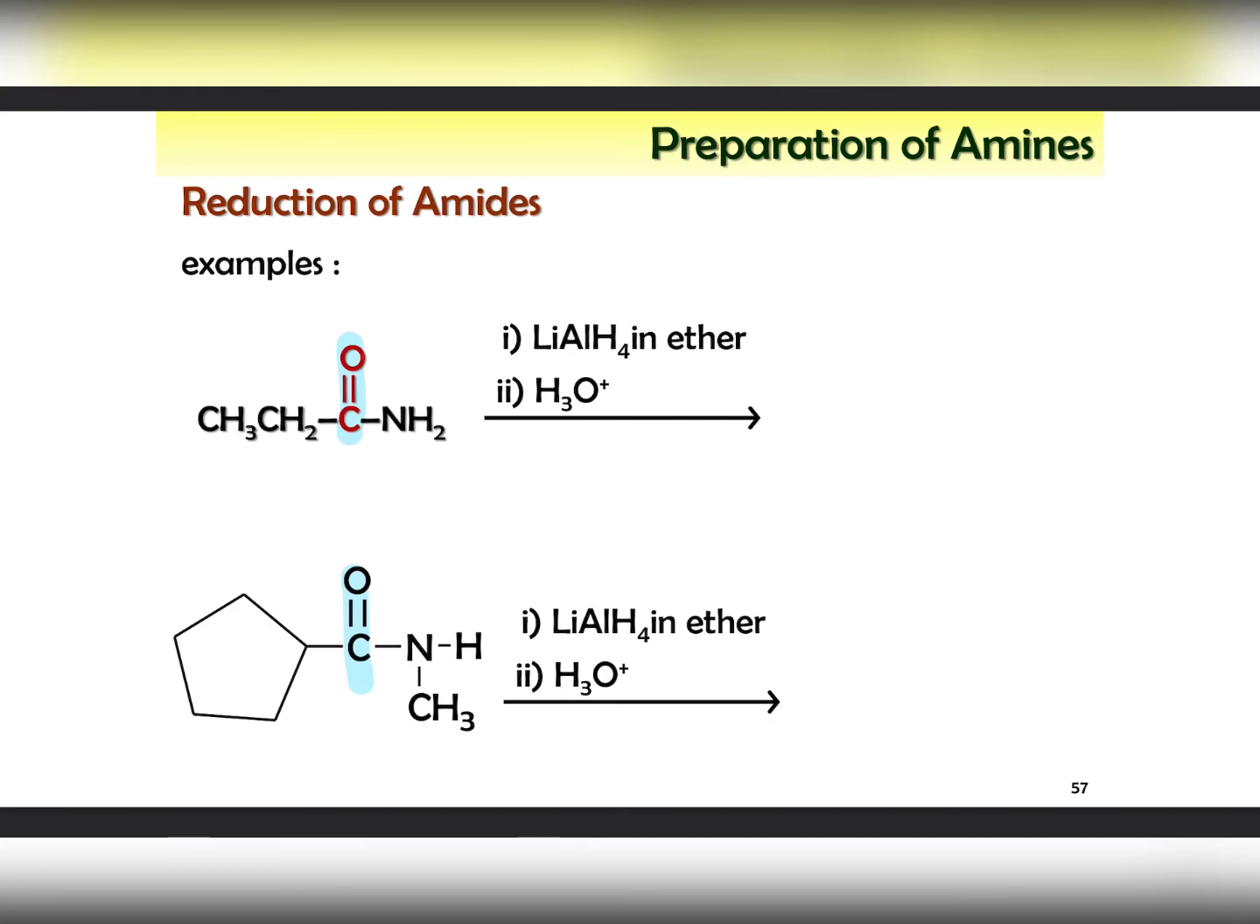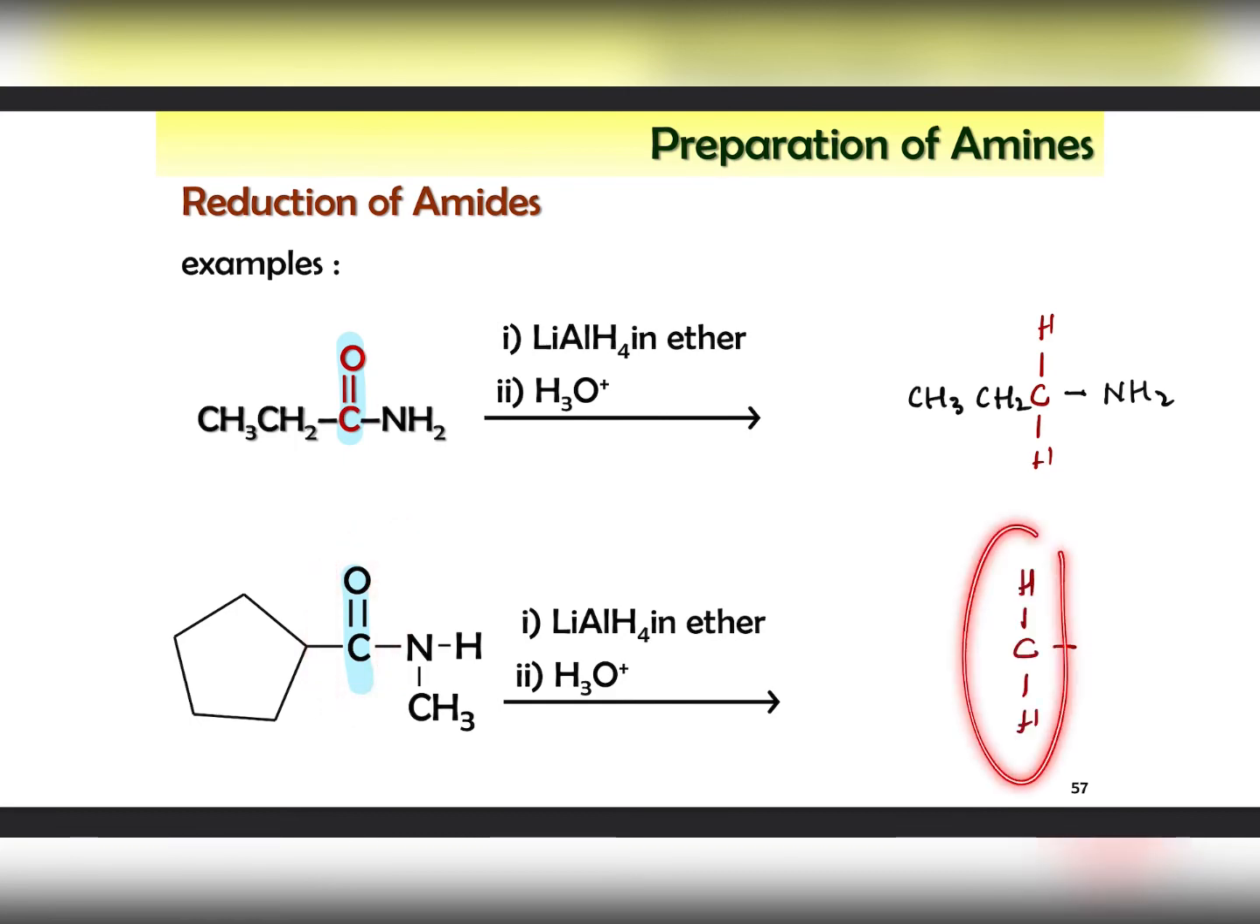So kita fokus dekat C double bond O. When you undergo reduction, oksigen akan hilang, akan ganti dengan 2 hidrogen. So the rest of the compound tak ada perubahan, you just tulis semula NH2 and then CH3 CH2. Okay, and then the next example sama juga dekat C double bond O. At C double bond O kamu akan dapat CH2 and then the rest of the compound is still the same.